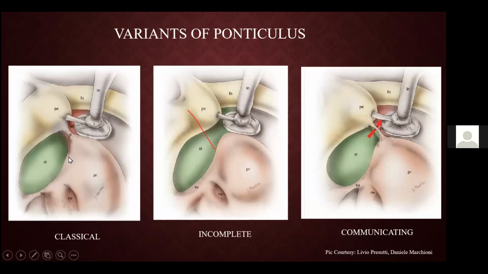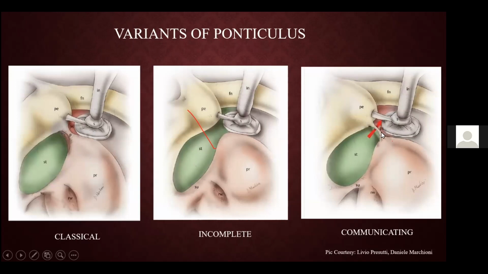If you talk about the classical ponticulus, it's a partition which we studied from the pyramidal eminence to the promontory, dividing the spaces. And knowing the anatomy, we can clear the diseases from these medial spaces. But sometimes the ponticulus is incomplete, and it can lead to continuation of the sinus tympani into the posterior tympanic sinus. So we need to know the ponticulus variant so that we can clear the disease if we find it intraoperatively in the sinus tympani.